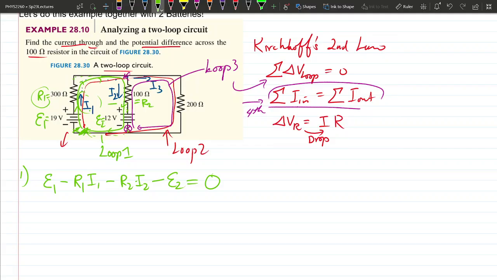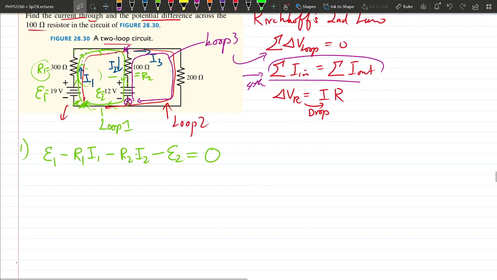Before you do more math, the thing we're interested in solving for are the currents, because we know what EMF is, we know what R1 and R2 are, we know these numbers, but we don't know I1 and I2. If I have 2 variables with 1 equation, I don't have enough information. So what I need to do is find another loop.